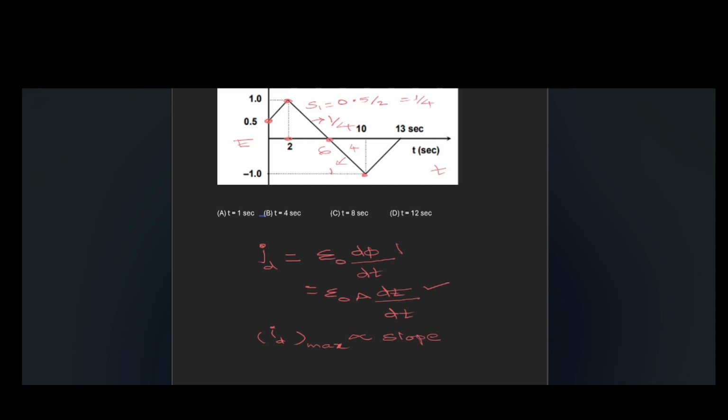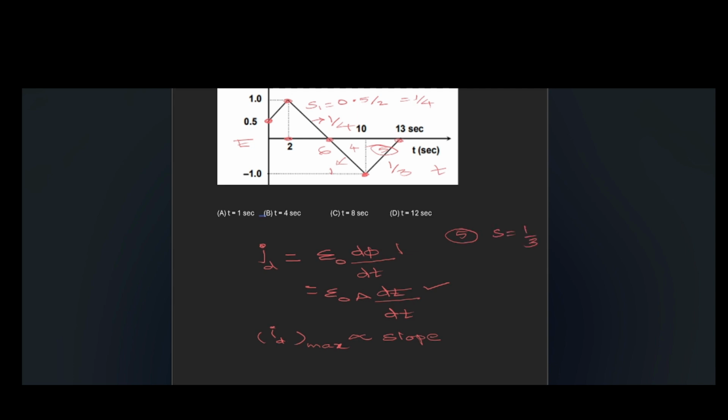And let us calculate the slope of this curve between 10 seconds to 13 seconds. And what is the value here? Minus 1 and 0. That is 1 divided by, what is the time? 13 minus 10, 3. And here the last case, let us count 1, 2, 3, 4. This is the fifth curve. The fifth curve has slope 1 by 3.